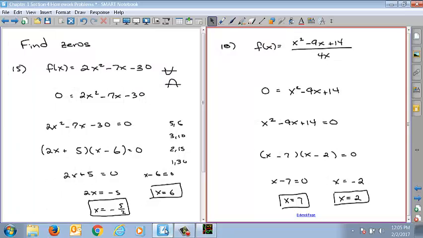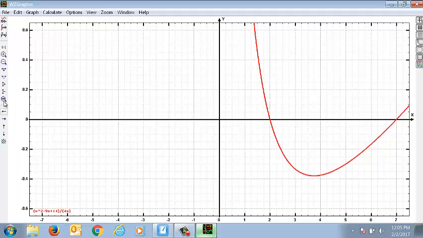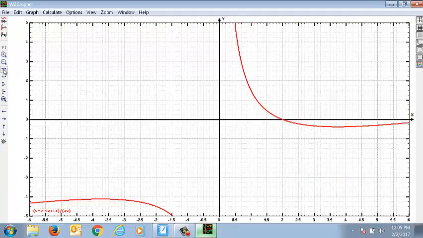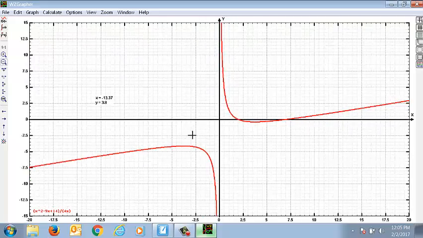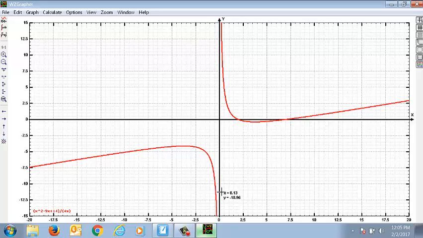So that's correct. Let's just go back to this just to show you what this function looks like. It's kind of like a reciprocal function in that it goes to positive infinity at 0 and negative infinity at 0, depending upon which direction you're coming from. It does have a slant asymptote, and as it said, it has 2 x-intercepts.